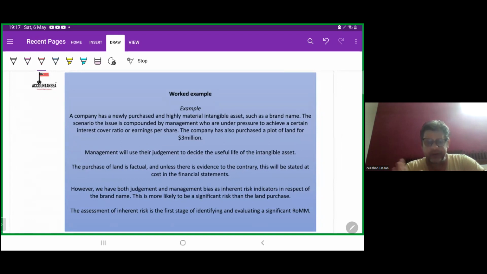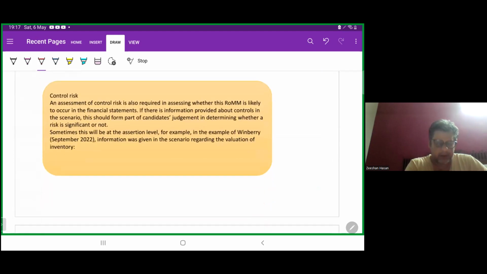So here, management will use their judgment to decide the useful life of the intangible asset. The purchase of land is factual, and unless there is evidence to the contrary, this will be stated at cost in the financial statements. Remember this. However, we have both judgment and management bias as inherent risk indicators in respect of the brand name. This is more likely to be a significant risk than the land purchase. Assessment of the inherent risk is the first stage of identifying and evaluating significant risk of material misstatement.